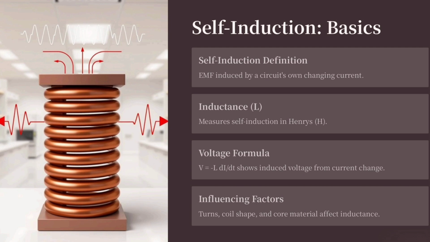When current flows through a coil, it generates a magnetic field. If the current changes, the magnetic field also changes. And according to Faraday's law, a changing magnetic field induces an EMF. In self-induction, this EMF opposes the change in current. It is the property of a coil to oppose the change in current flowing through it.